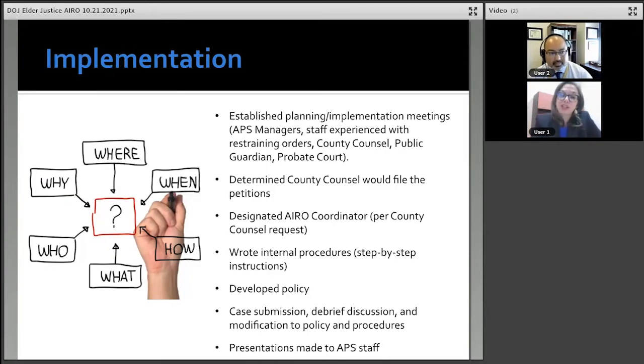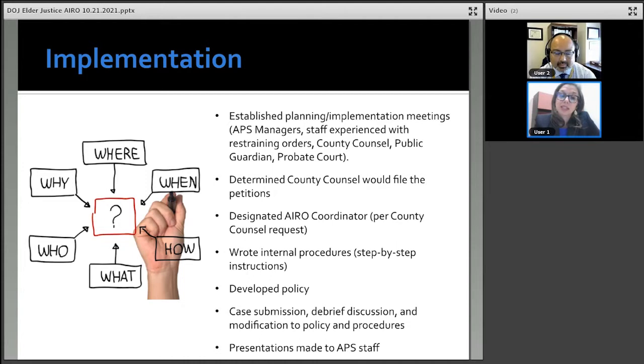When it came to implementation, once we knew the law was approved, we had to quickly figure out, okay, how do we put this in place? The first thing we did, for other counties that are looking to implement, is we scheduled an implementation meeting and a series of meetings. It included APS staff, county counsel, the public guardian and different folks with the probate court, because these were all the different agencies that were going to be involved. We did quickly determine that county counsel had to be involved because we needed to be represented in these. We could not just go in and represent ourselves. And so county counsel would be the ones filing our petitions.